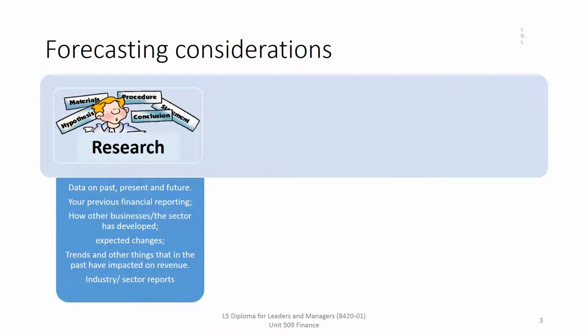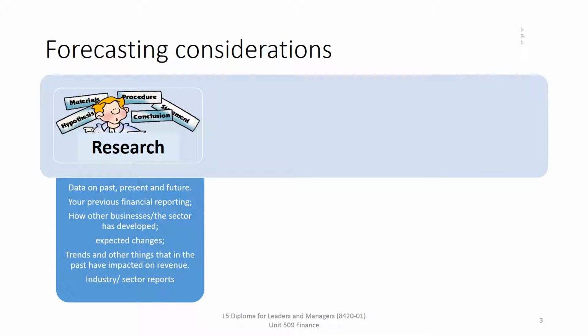You should know about normal expenses, outgoings, reoccurring payments, and you can look at how they've increased and estimate that, or how other businesses, the sector has developed, and consider expected changes. Think about analysing trends and other things that in the past have impacted on revenue. You can use data from previous financial reporting, industry case studies, sector reports, predictions, and any other relevant data sources.